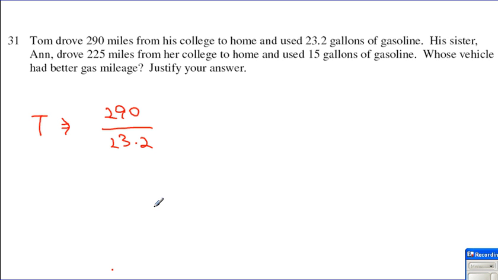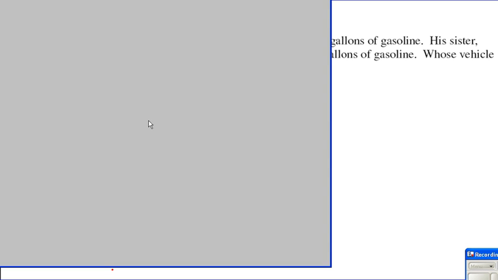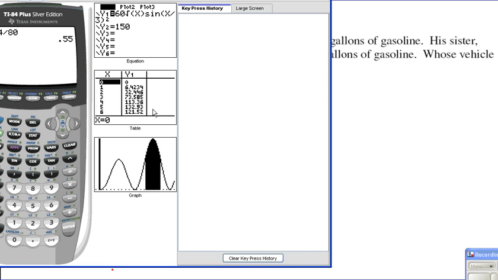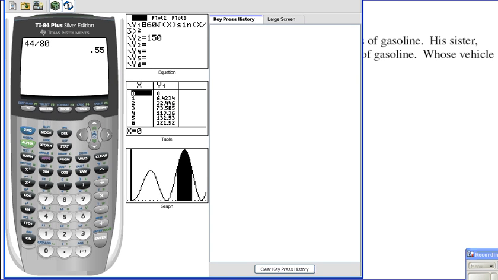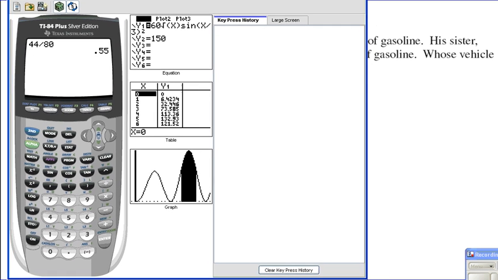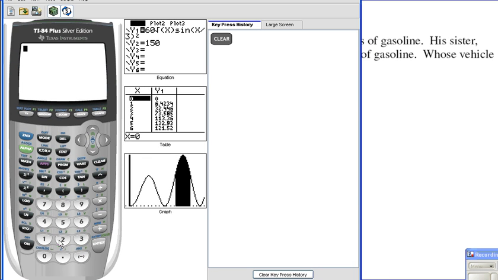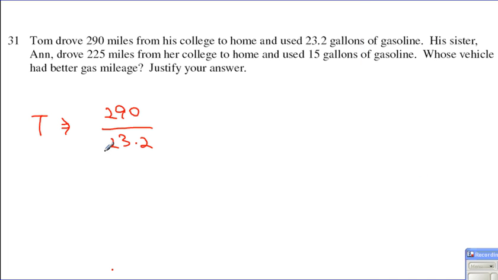Alright, so we will be getting them very soon here. I opened up one file. Now, so here we have, it was 290 divided by 23.2. Now on the other hand, we have and drove 225 miles but 15 gallons. What is that equal to?